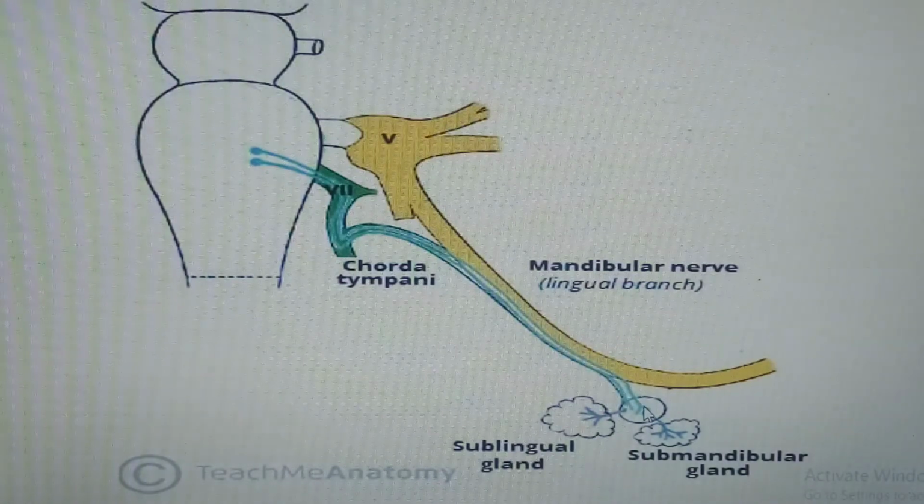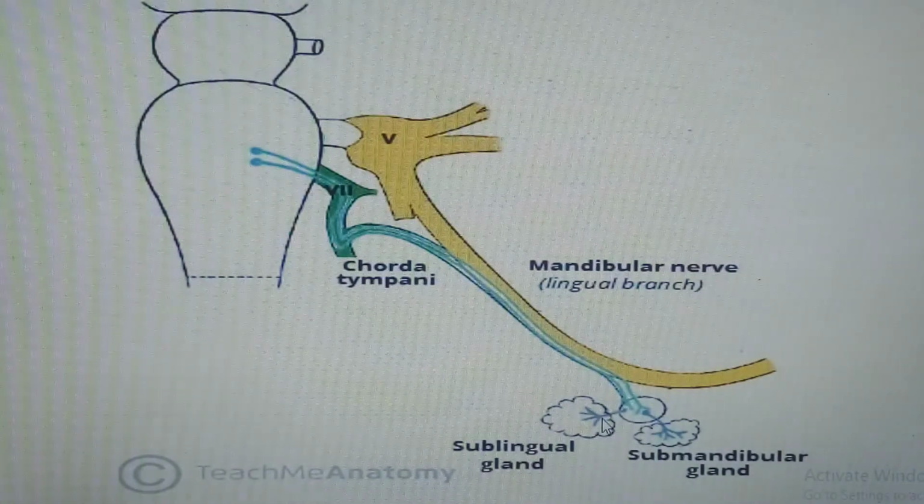Then at the ganglion, which is the submandibular ganglion, the presynaptic fibers which were running in the chorda tympani will synapse here, and give supply to the sublingual gland as well as the submandibular gland. So over here there will be a relay, because there's a ganglion. This will be the relay station, and these will be the post-ganglionic fibers.